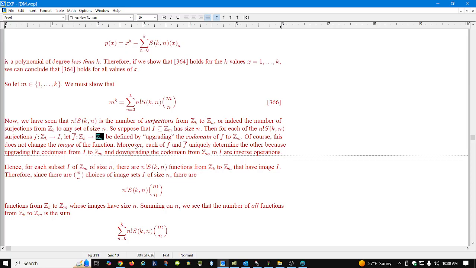This is a one-to-one correspondence. Downgrading is the inverse of upgrading. Downgrading all the way to the image. Okay.